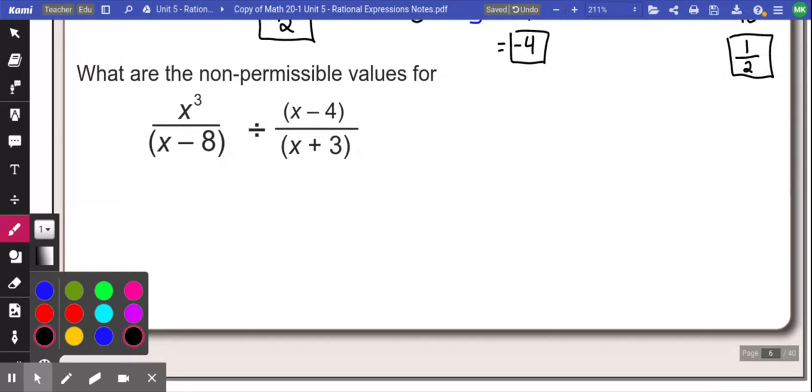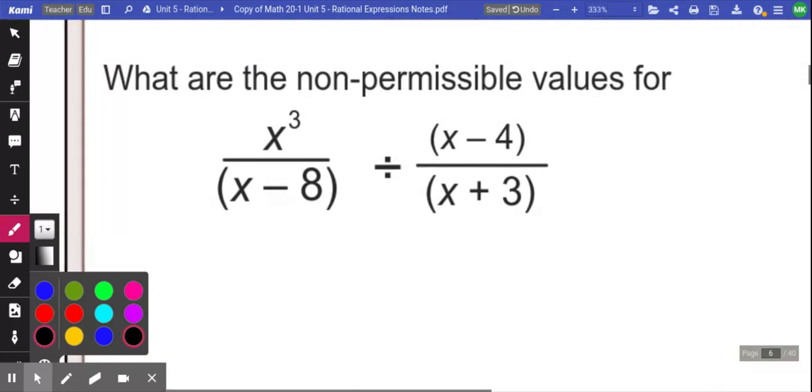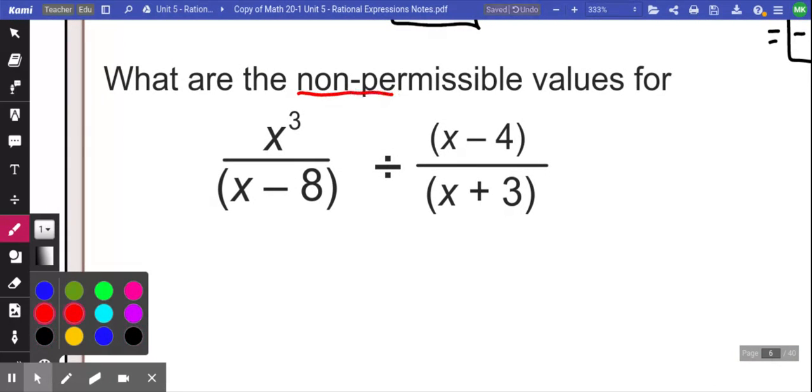Before we get into it, though, we did learn about non-permissible values yesterday. I usually don't call them non-permissible values because I'm a very lazy human. I call them NPVs. Let's just simplify it a little bit. I don't know how to spell permissible. That's the actual reason I call them NPVs. I'm not smart enough. So anyways, these NPVs are values that cause you to divide by 0, right?